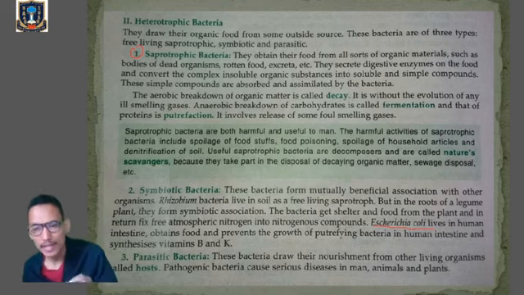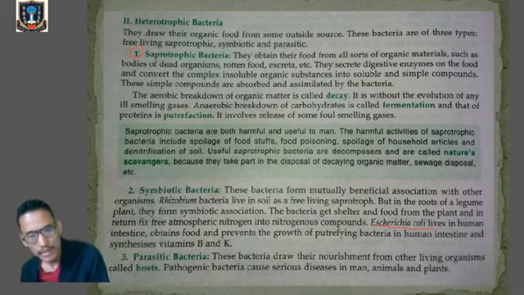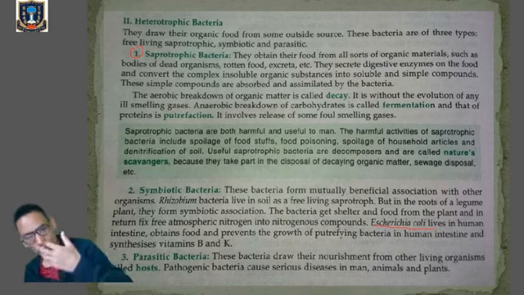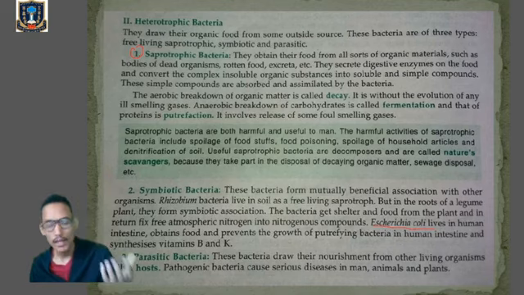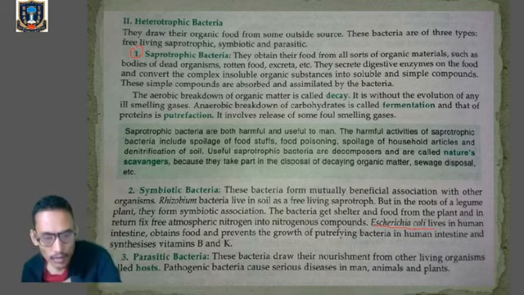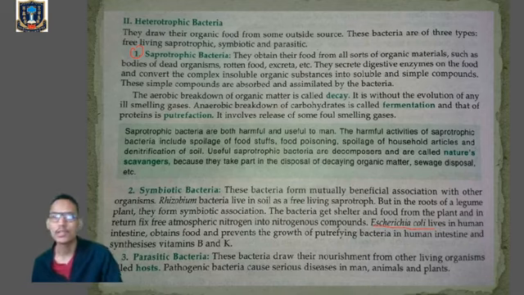Then we have parasitic bacteria, which draw nutrition from other organisms. Those organisms from which they obtain nutrition are called the host. This type of bacteria are called pathogenic bacteria, which are very harmful and cause serious disorders or diseases in human beings, animals, and plants.